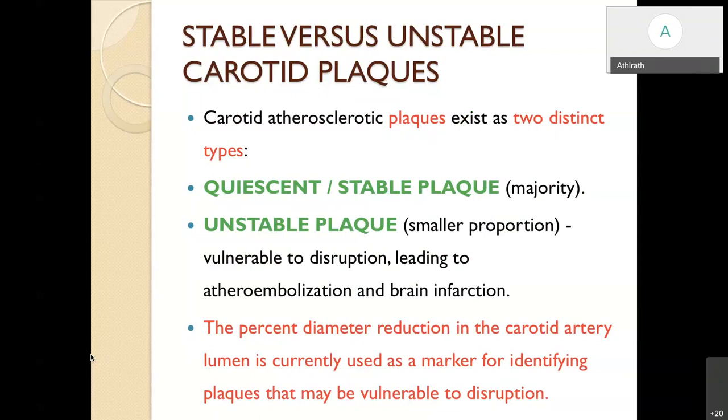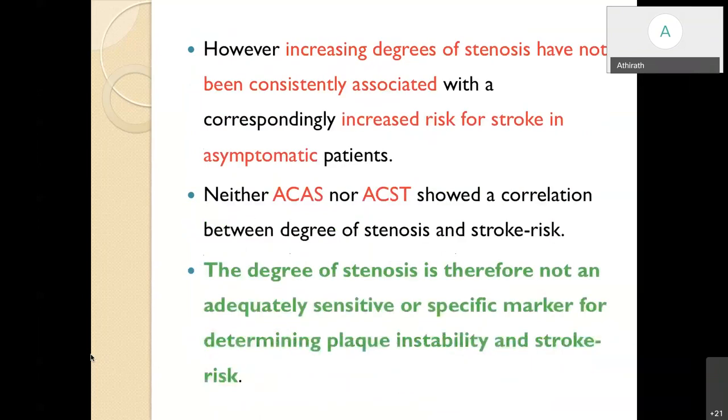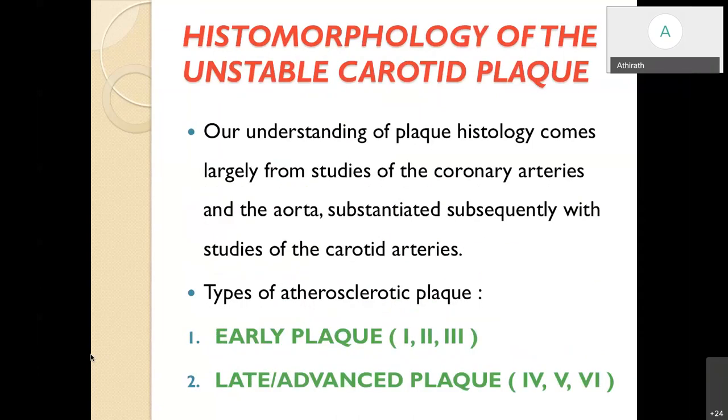The percent diameter reduction in the carotid artery lumen is currently used as a marker for identifying plaques that may be vulnerable to disruption. However, it has been shown that increasing degree of stenosis has not been consistently associated with a correspondingly increased risk for stroke in asymptomatic patients. Neither ACAS nor ACST studies have shown a correlation between the degree of stenosis and the stroke risk. Therefore, the degree of stenosis is not an adequately sensitive or specific factor for determining plaque instability and stroke. We need to know about the vulnerability of a plaque.